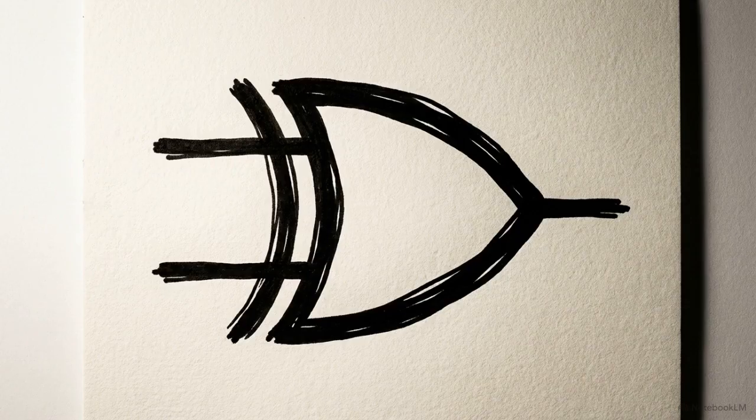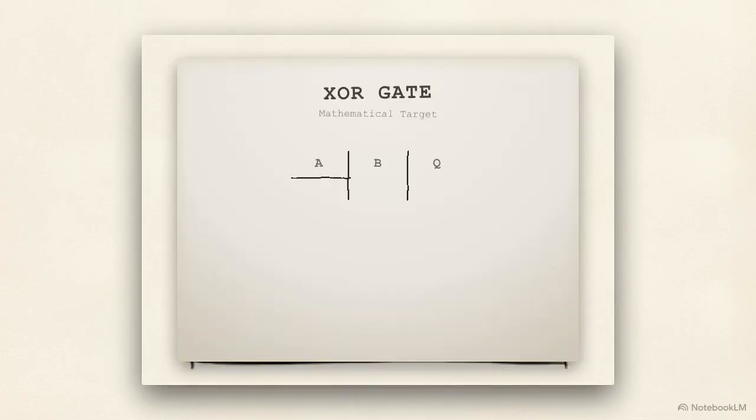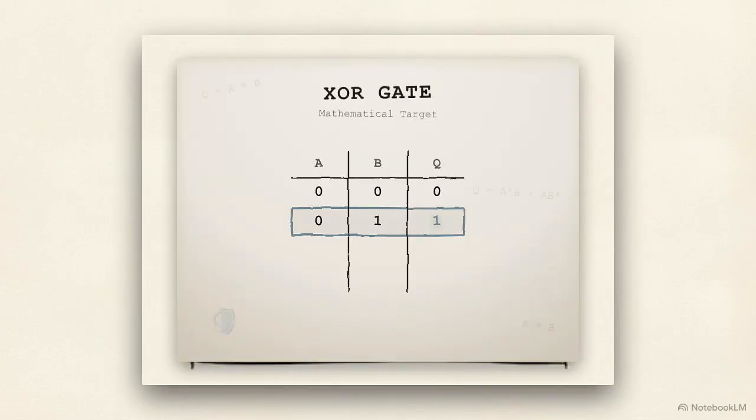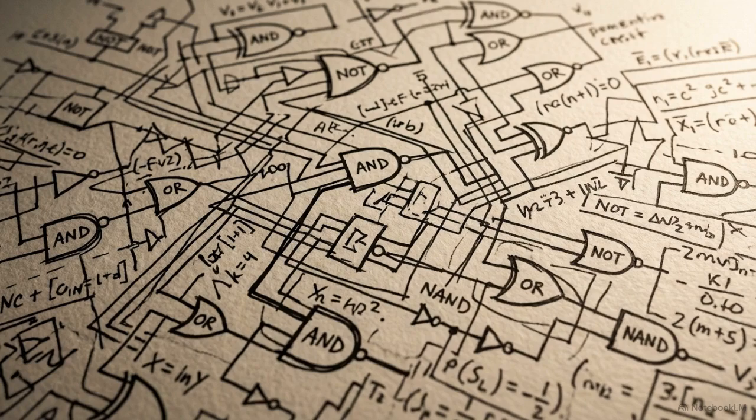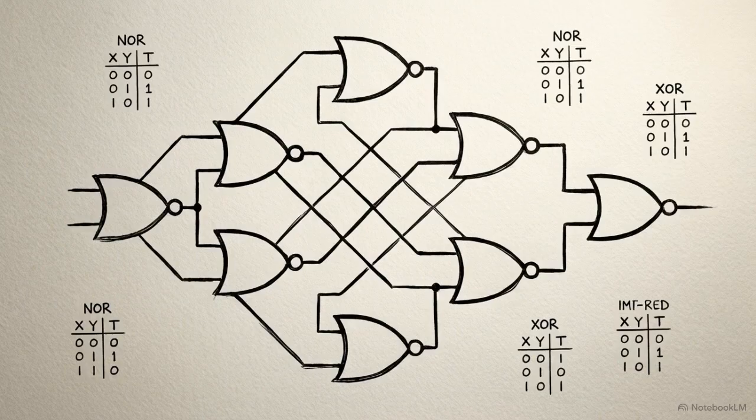The final test of our universal building block is the exclusive OR gate, or XOR. The logic of XOR is highly specific. It only outputs a 1 if the inputs strictly disagree. Mathematically, it isolates the condition where A is true and B is false, or A is false and B is true. Traditionally, engineers build an XOR using a mixed manufacturing approach, combining independent AND, OR, and NOT gates into a single circuit. Our challenge is achieving this exact same highly selective logic using a homogeneous layout of only NOR gates.